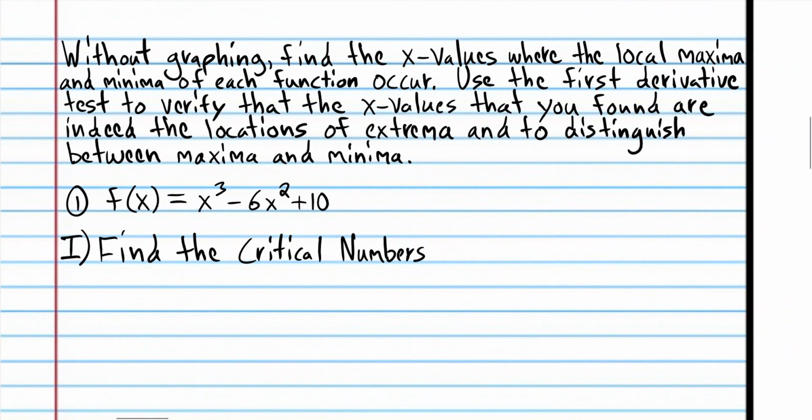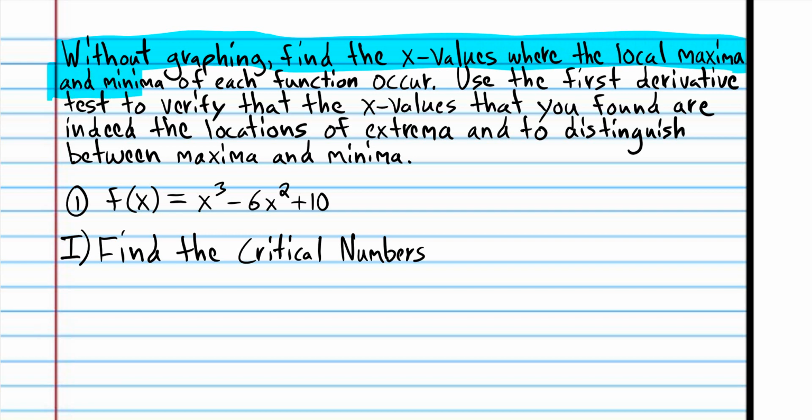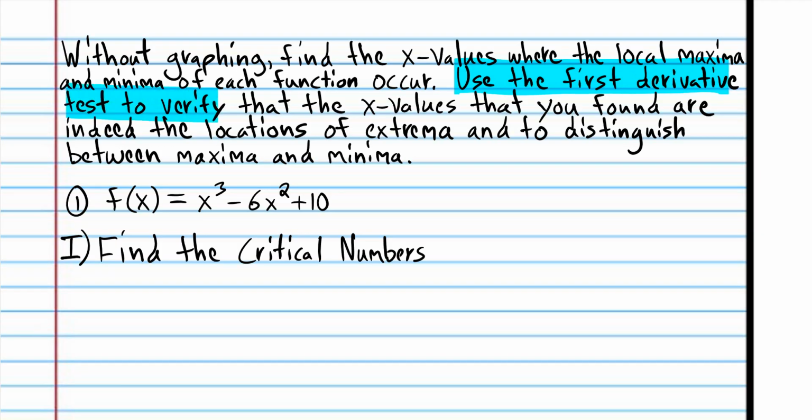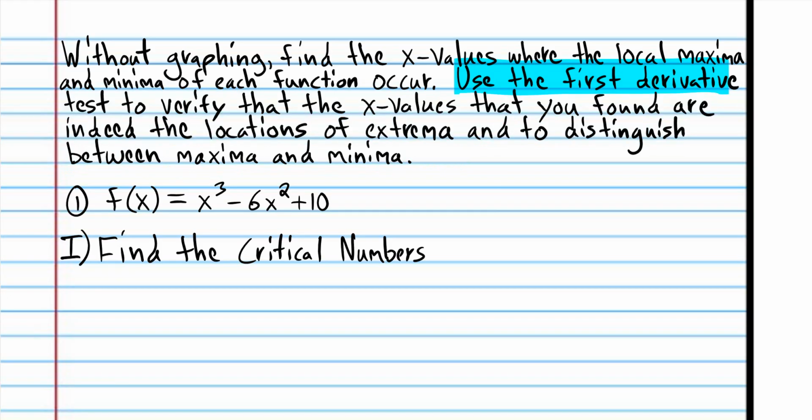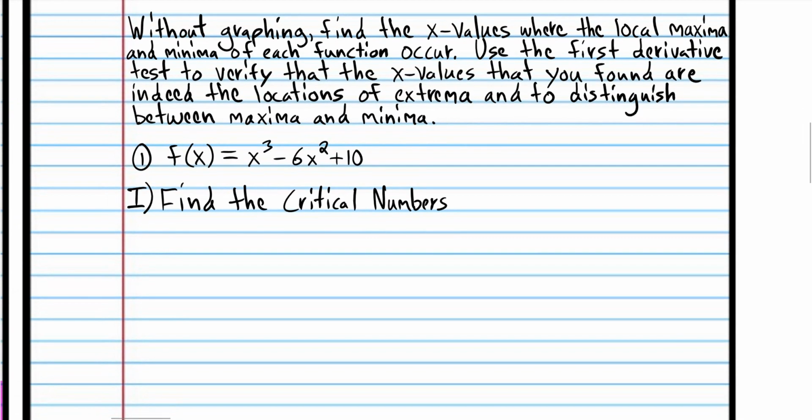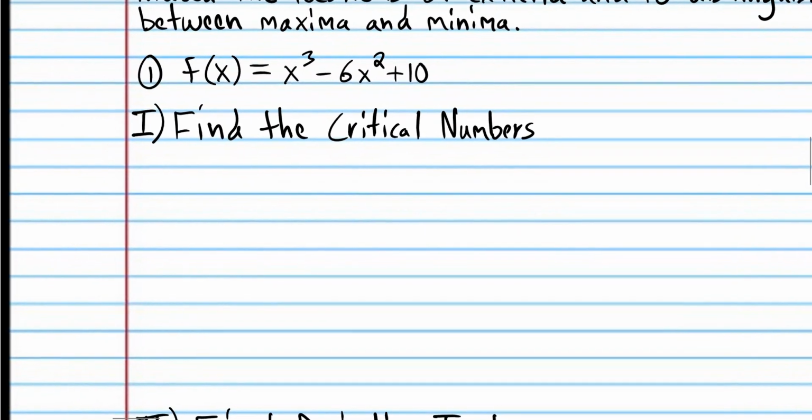All right. So these problems say, without graphing, without using your graphing calculator, find the x values where the local maxima and minima of each function occur. Use the first derivative test to verify that the x values that you found are indeed the locations of extrema, and to distinguish between maxima and minima. So we're going to find the x values where maxima and minima occur, and we're going to show if the critical numbers led us to a maximum or a minimum value.